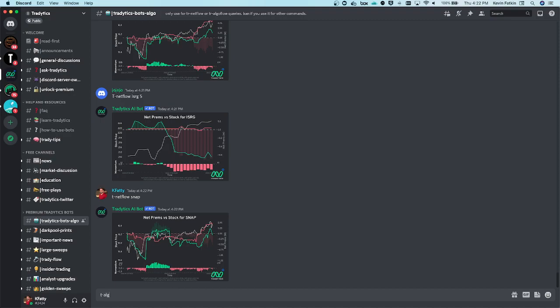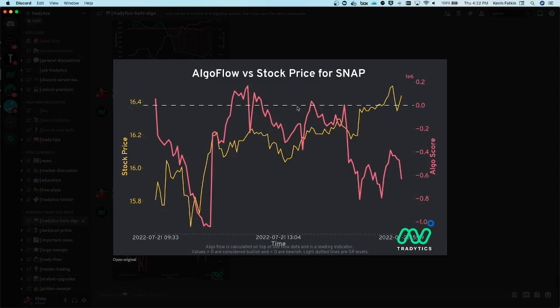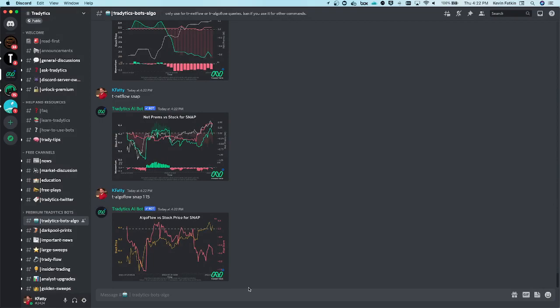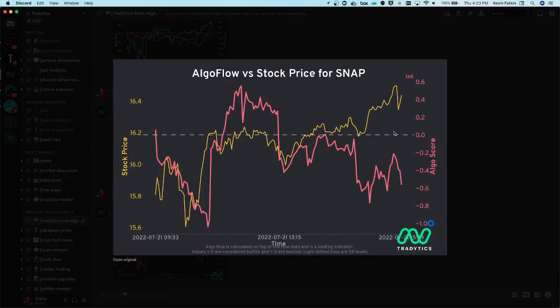Now I also like looking at algo flow, which kind of combines what we just looked at. We'll look at algo flow for 1 day cumulative, 15 days expirations, and we can see, according to algo flow, accounting for all the flow we just looked at, that SNAP is divergent and should most likely be coming down at least to here. So that's definitely bearish. Right now SNAP is 3 for 3, and then we'll run T algo flow SNAP without specifying any expirations, just all flow data.